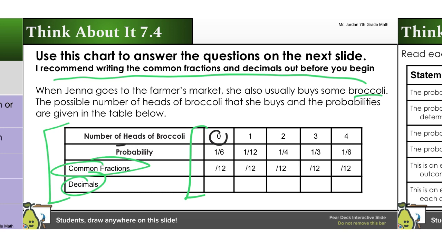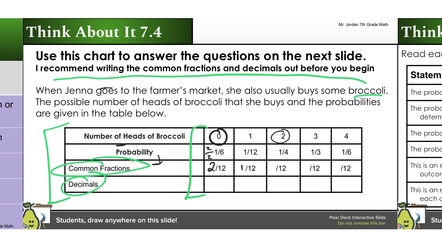Number of heads, the probability of getting 0 heads is 1/6. Common fractions, we're going to make them all 12ths. 1/6, multiply the top and bottom by 2, it's going to be 2/12. The probability of getting 1 head of broccoli is 1/12. That's just 1/12. The probability of getting 2 heads of broccoli is 1/4.